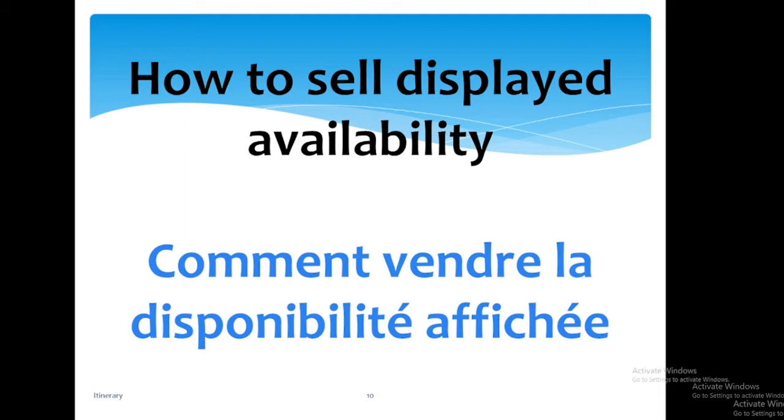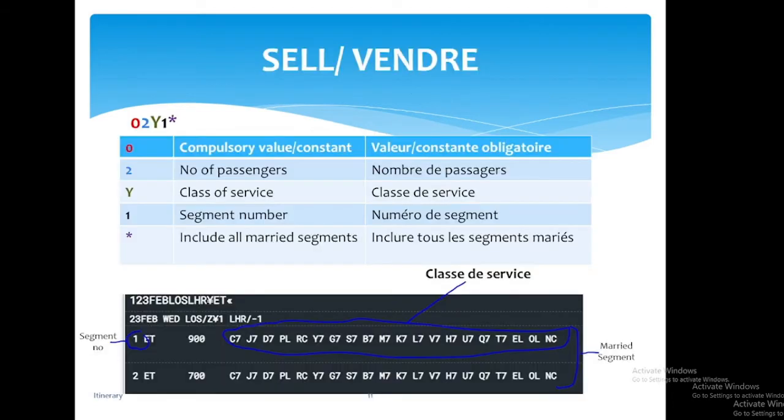Now how to sell from display. How to sell from the displayed availability. When you do an availability, how do you sell? To sell is 0 2 Yankee 1 asterisk. That is sell for 2 passengers. If the number of passengers is 1, it will be 0 1, then the class of service.